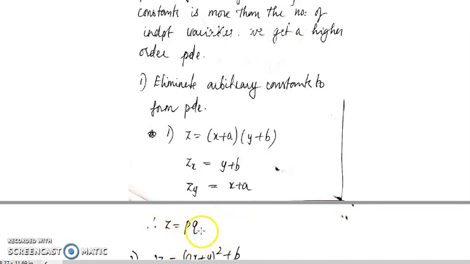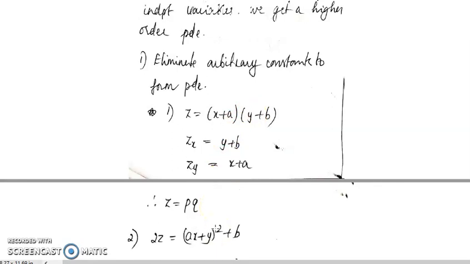You can see that this is a PDE involving only the first derivatives. So using the first derivatives you can eliminate the arbitrary constants. So this is the first order PDE.